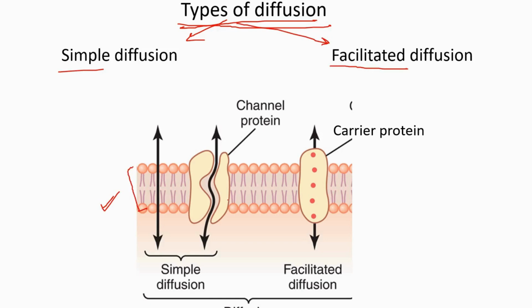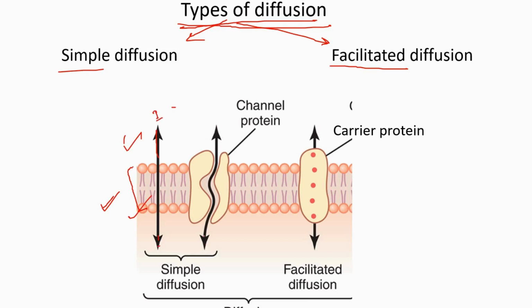So that is a lipoprotein bilayer. And here you can see that three types of movements are shown. One is happening directly through the lipid bilayer. It is crossing the lipid bilayer easily. Okay, this is your first type of movement.